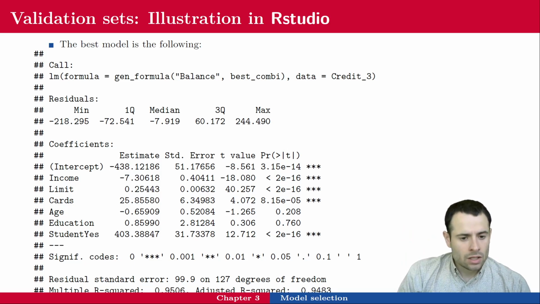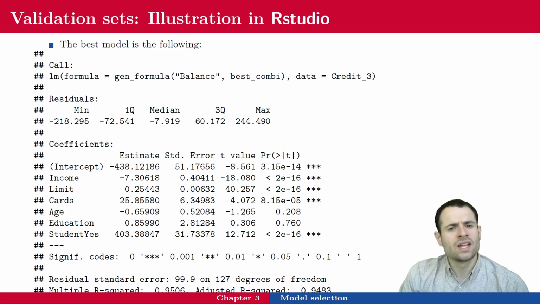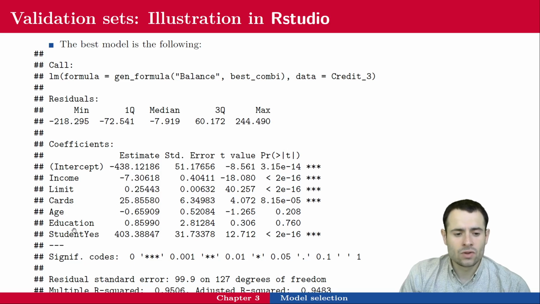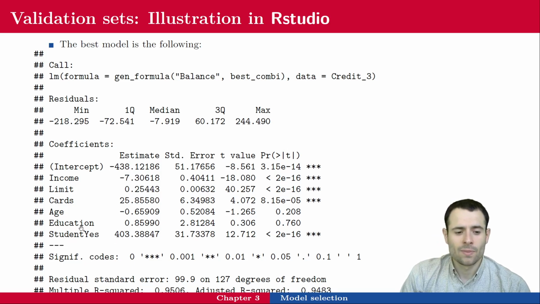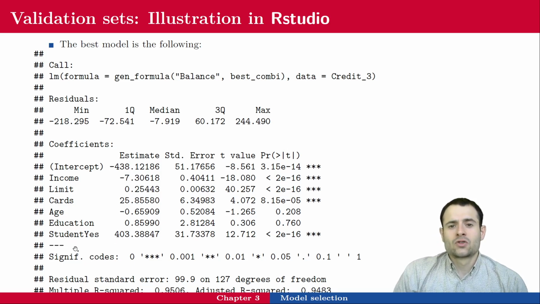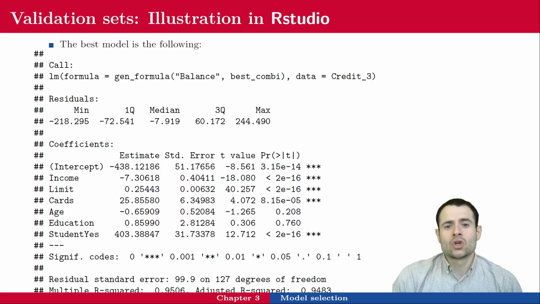It seems that the best variables are income, limit, that might be the credit limit that is allowed for each individual, cards, I believe, the number of credit cards they own, age, education, and whether the individual is a student or not. In North America, you know that students are poor and often in huge amounts of debt. So it is not surprising that student status helps us predict the credit card balance of an individual.